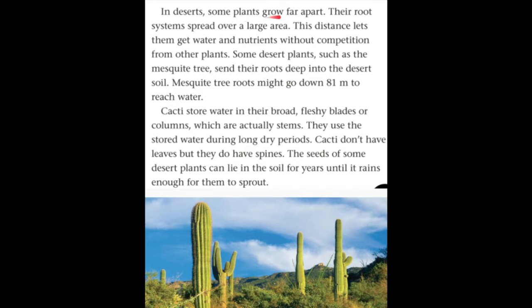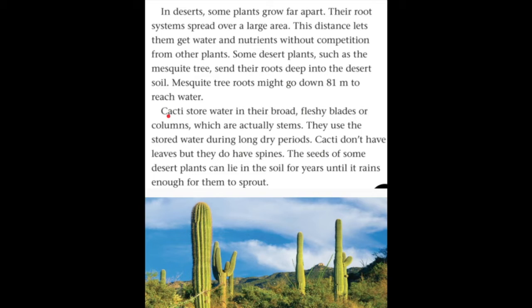In deserts, some plants grow far apart. Their root systems spread over a large area. This distance lets them get water and nutrition without competition. Since deserts are very dry areas, the plants want to take advantage of as much water as they can get. Some desert plants, such as the mesquite tree, send their roots deep into the desert soil. A mesquite tree's roots might go down to 81 meters to reach water.